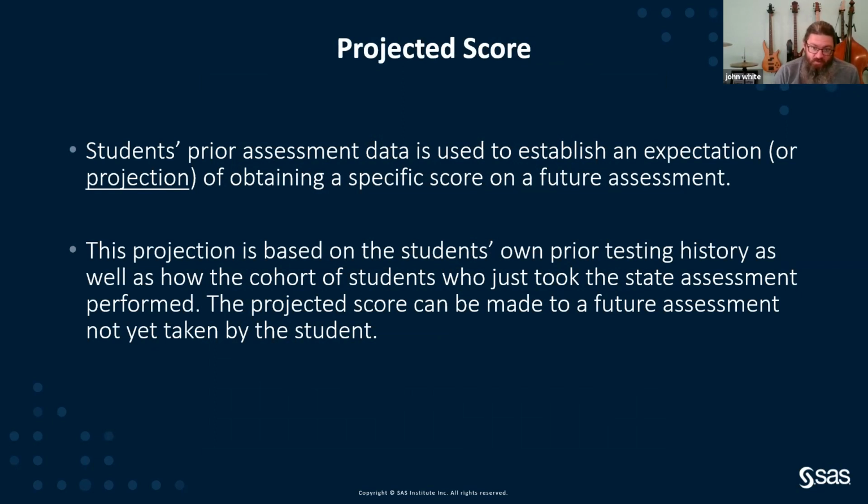And again, I know we're reiterating this, but it's based on the student's own prior testing history, as well as how the cohort of students who just took that assessment performed. So if we were to make a projection in a given normal year to 7th grade math for a student that was most recently in the 6th grade, we would base it on their own prior testing history, as well as how the most recent cohort of students who took that 7th grade math assessment did, and connecting it to their own prior testing history.